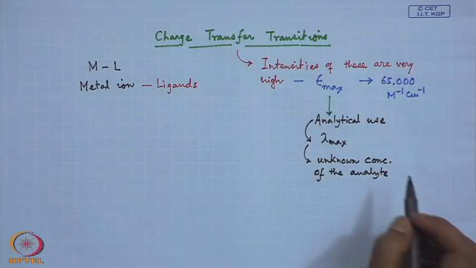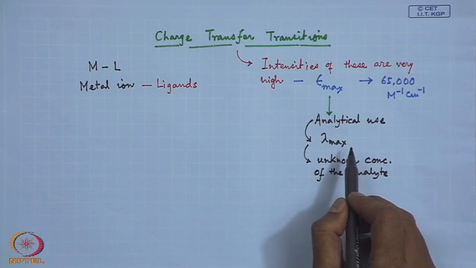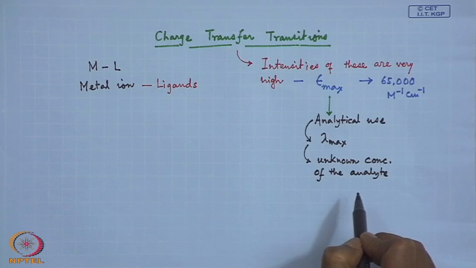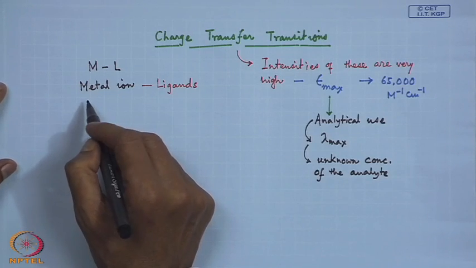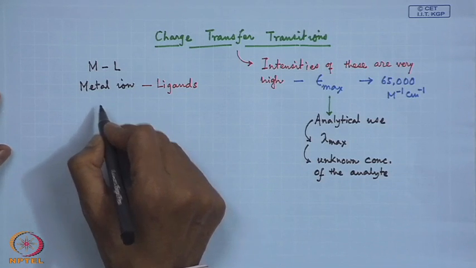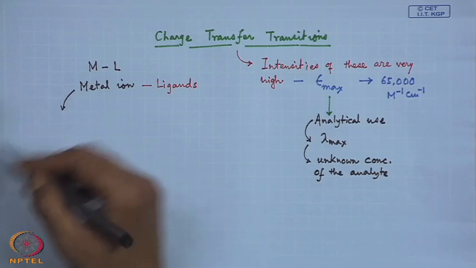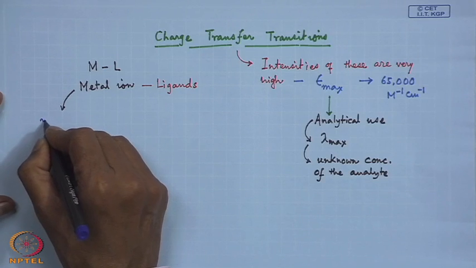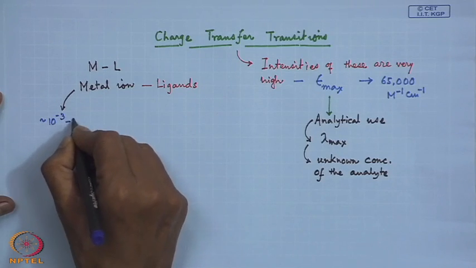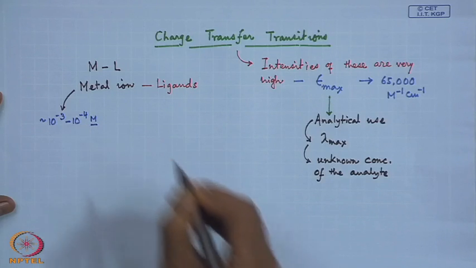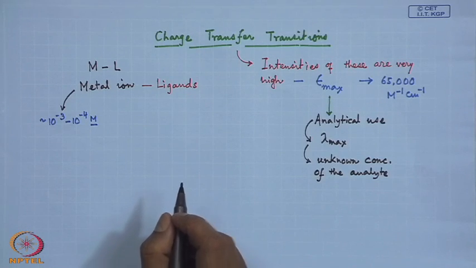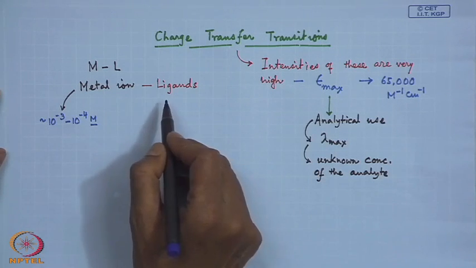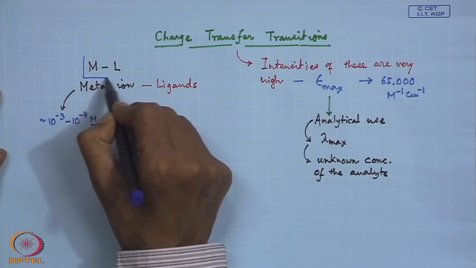That means, we can go down to a very low concentration for any unknown analyte if that analyte can show a charge transfer transition. So, if we want to detect the metal ion concentration, we can detect very nicely a very low concentration of these metal ions, at the level of 10 to the minus 3 to 10 to the minus 4 molar, by monitoring the corresponding charge transfer band.